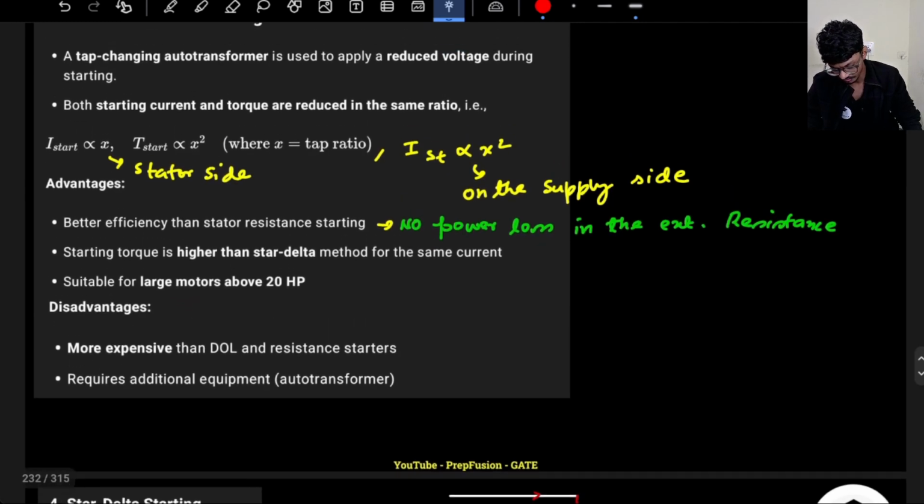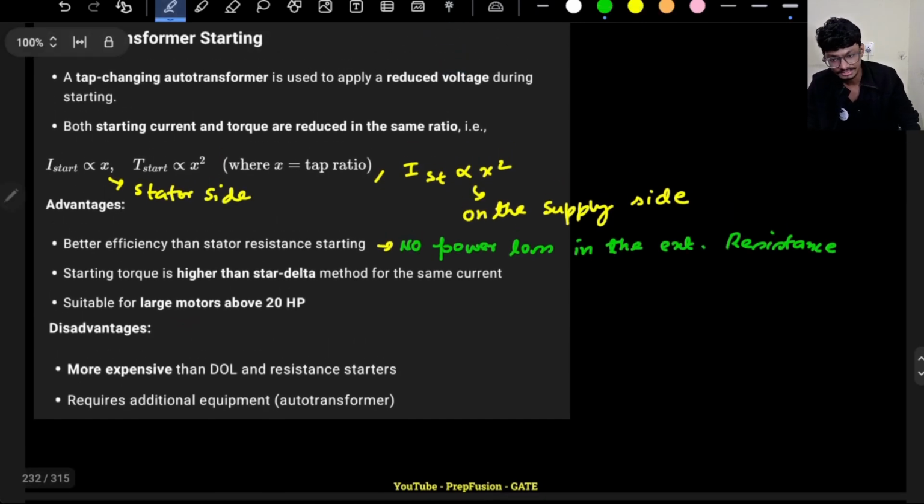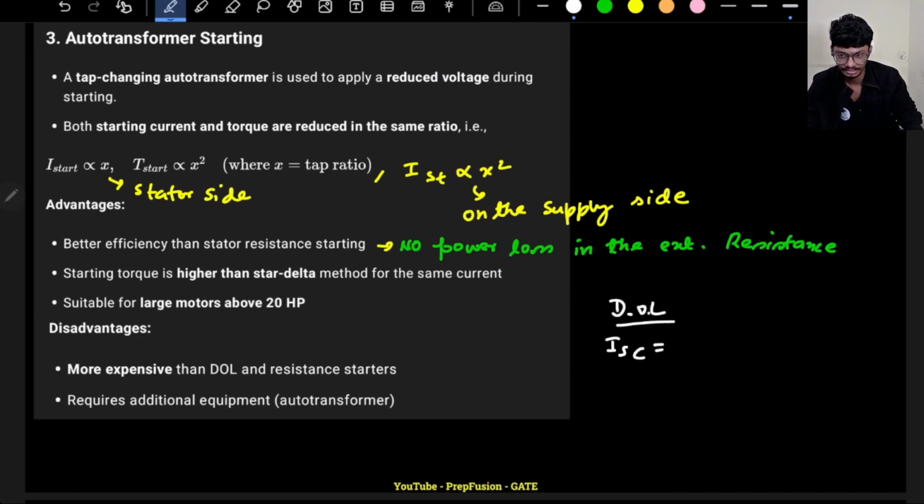We can compare as well. If you want to compare, you can compare as well. Let's take a few numbers, right? Let's assume that in case of direct online starting, the starting current, ISC, was coming out to be, let's say, 200 amperes, right? And that starting torque was coming out to be, let's say, 50 Newton meters.